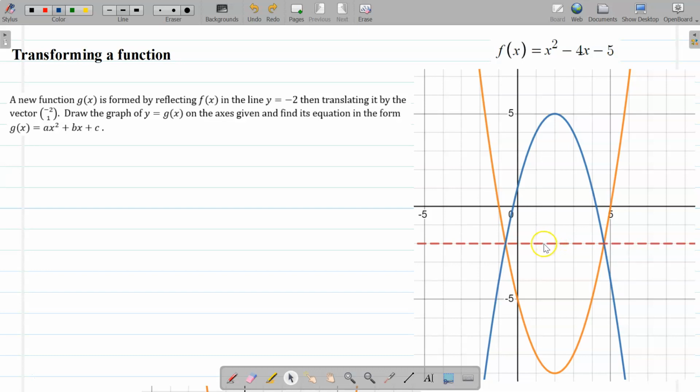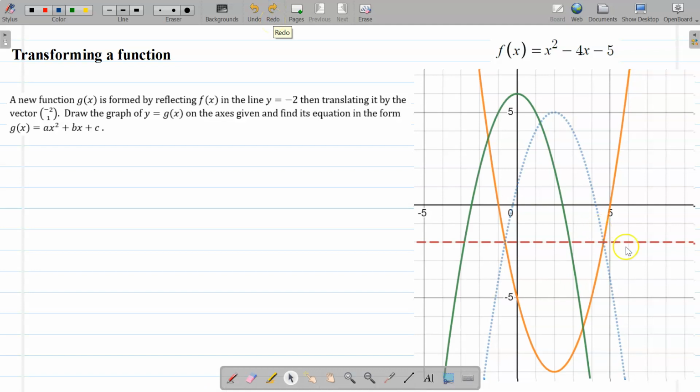And then we have to take that blue curve there and move it according to the vector -2, 1. In other words, 2 to the left and 1 space up. So when we do that, it will look like this. I've dotted out the graph beforehand. So that green graph there represents the complete transformation that's described here. And we've got to give the equation of that in the form ax squared plus bx plus c.